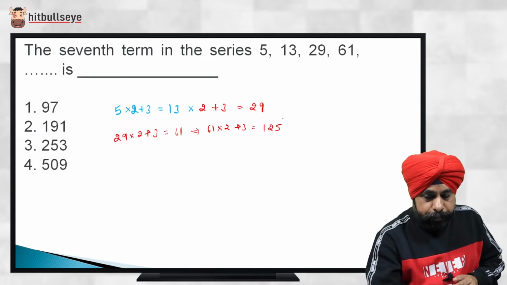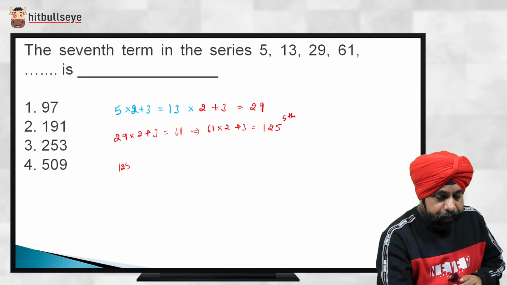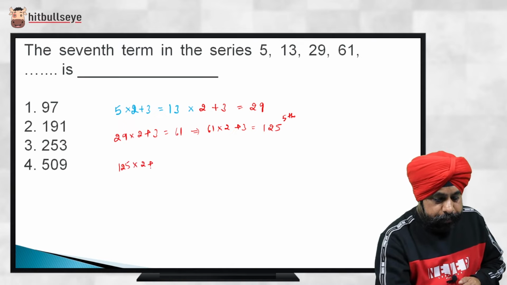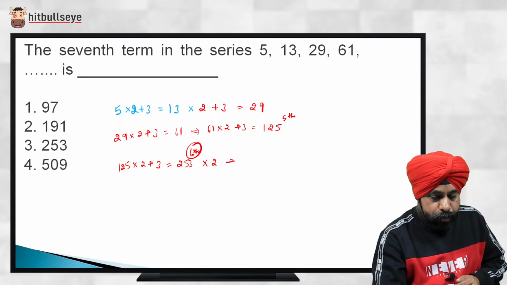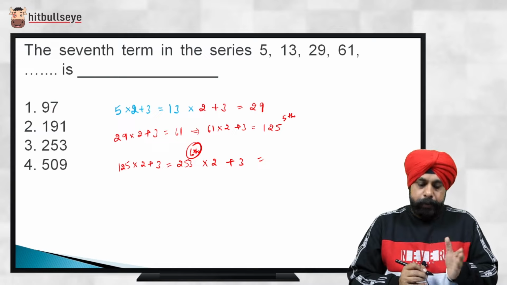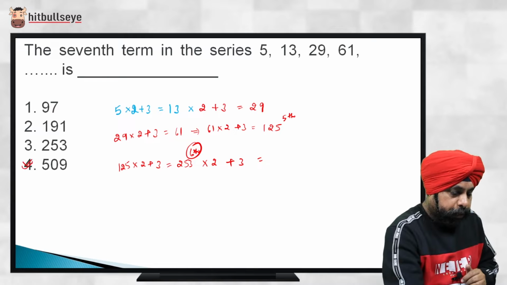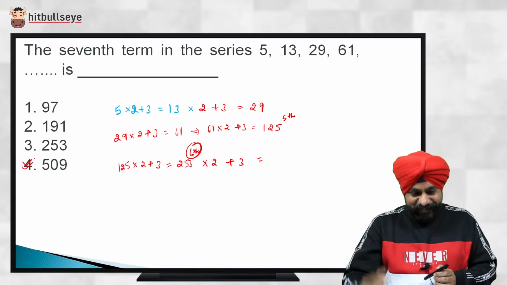So this will be the 5th term. We have been given the 4th term. Then 125 into 2 plus 3, people, 253. This will be the 6th term. Mind you, the question is asking from us the 7th one. So into 2 plus 3, 253 into 2 is 506 plus 3. So 509 is the 7th term. Sorry. So answer is the 4th option.